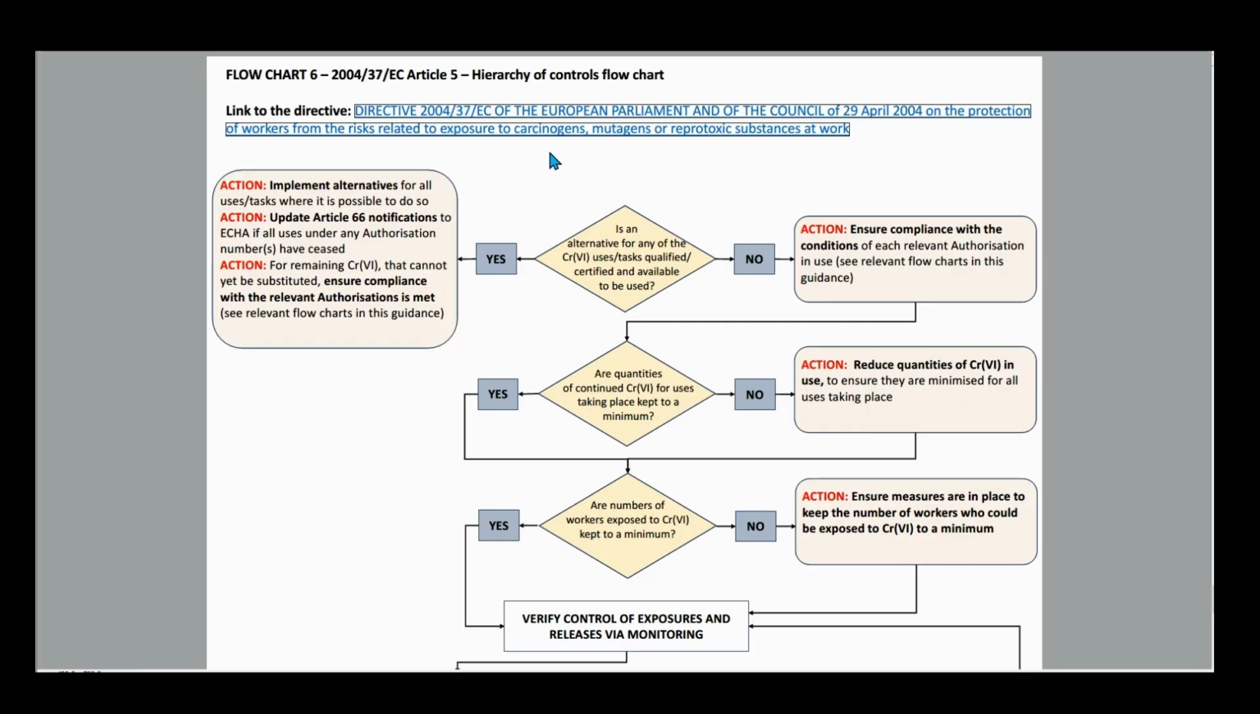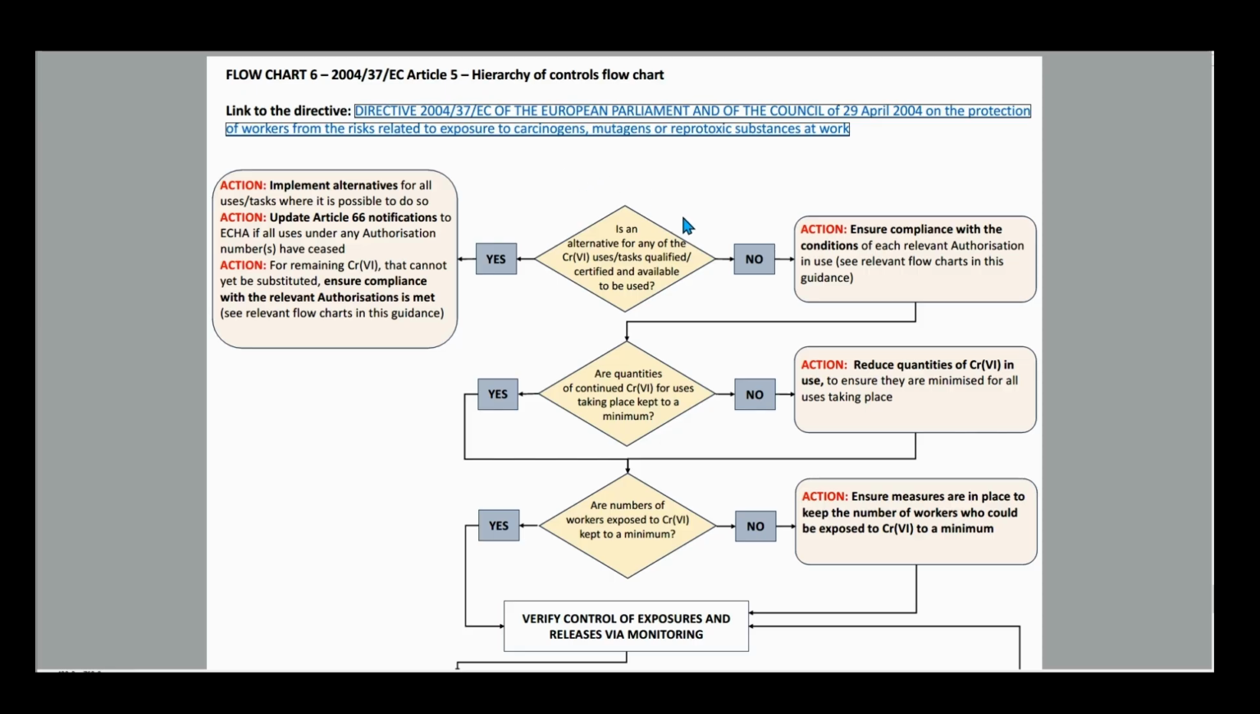The hierarchy of control principles is designed to prevent and reduce the exposure of workers to carcinogens, mutagens, or reprotoxic substances at work by means of replacement, substitution, technical, organizational, and personnel measures. The implementing decisions refer to Article 5 of the CMRD to reduce the exposure to hexavalent chromium substances.